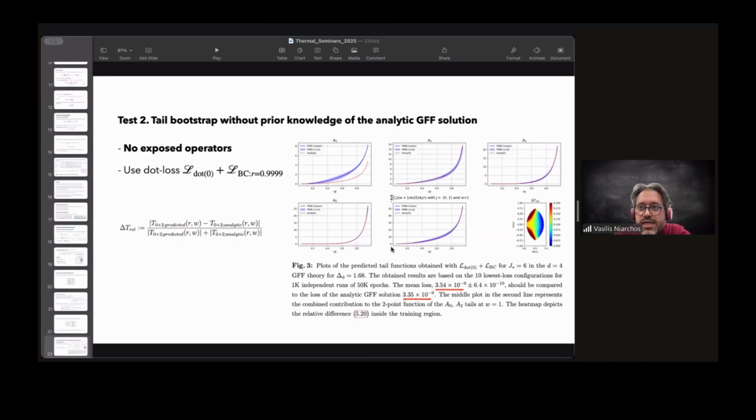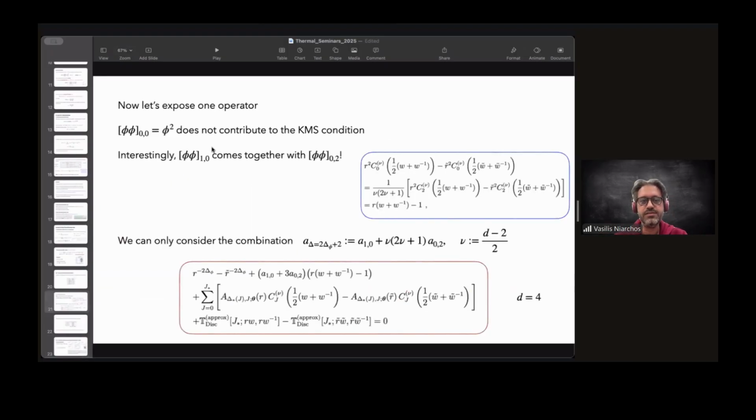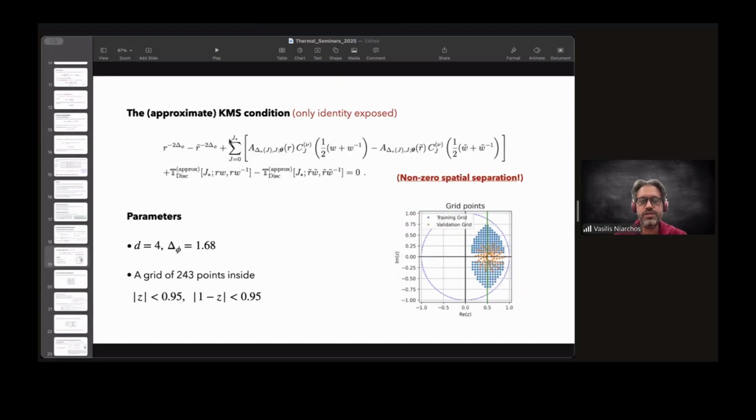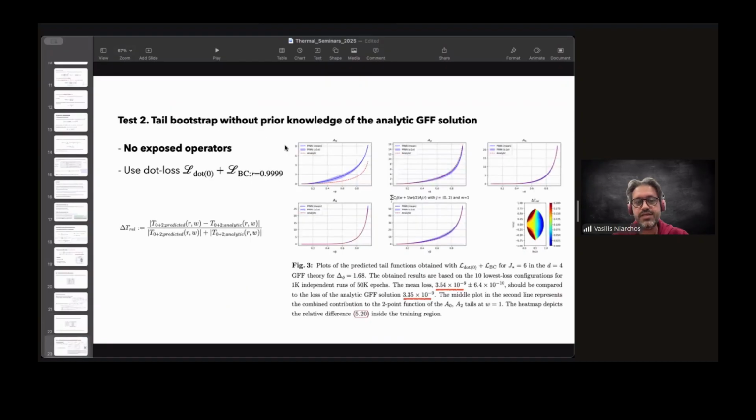Now let's do the actual exercise, where I'm not going to use any information from the analytic solution. I write down the equation, no exposed operators, and I'm just doing optimization with the neural networks to try to find the right tail functions. So no exposed operators means I'm working with this equation here, and the only unknown data are these functions. So I optimize, and this is the type of result I'm getting.